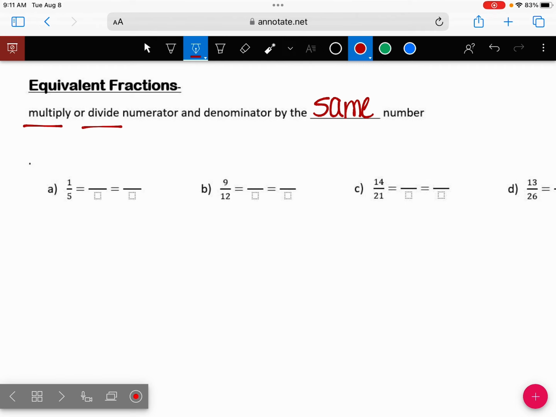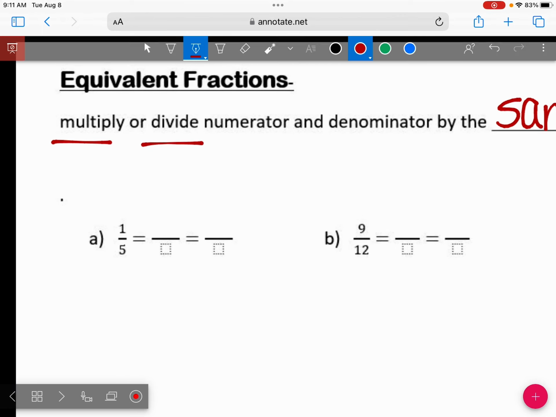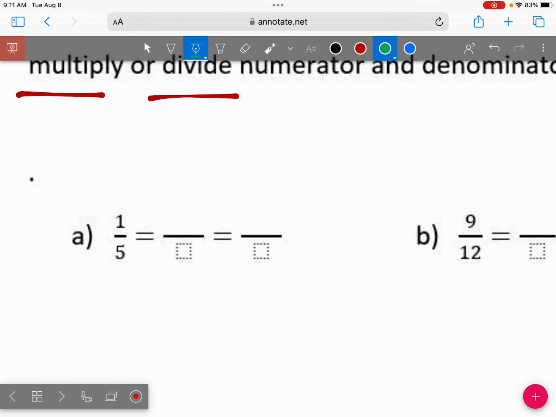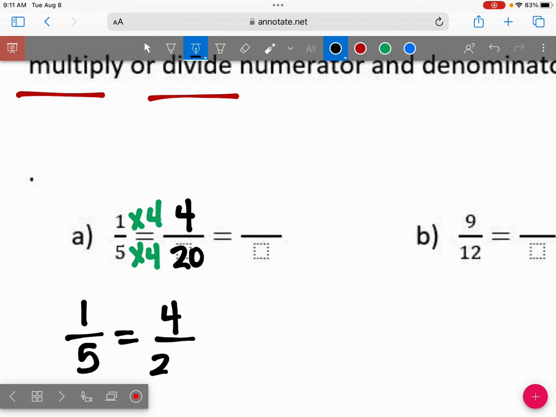Okay, so I'm going to start with this 1/5. Somebody give me a number. Give me any number between 2 and 5. Andrew, give me a number. 4. I want you to multiply both of these by 4. So if I take 1/5 and I multiply top and bottom by 4, a fraction that would be equivalent to 1/5 would be 4/20. So 1/5 is the same as 4/20.